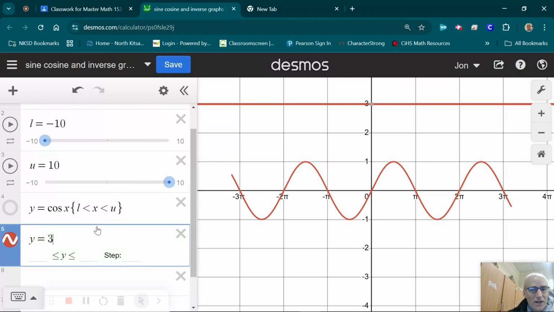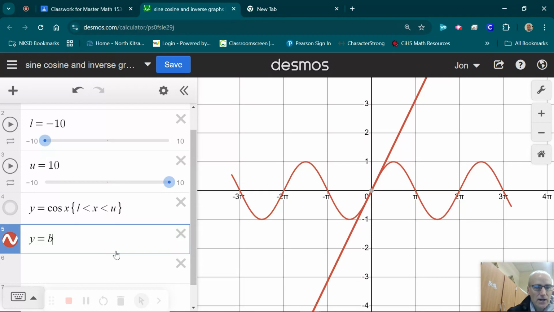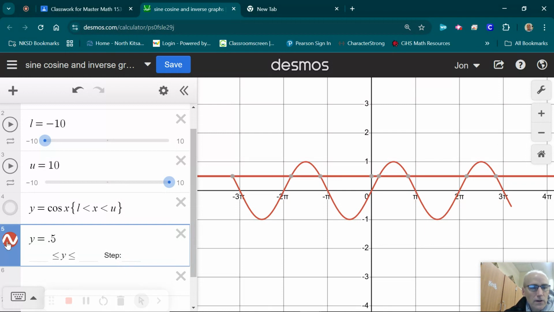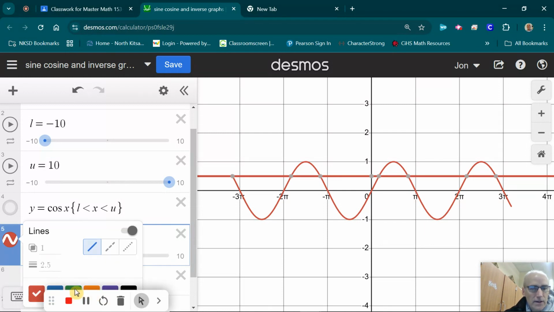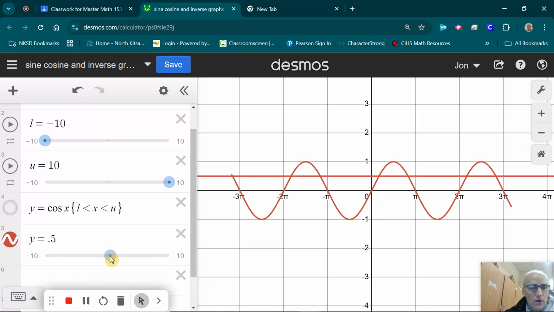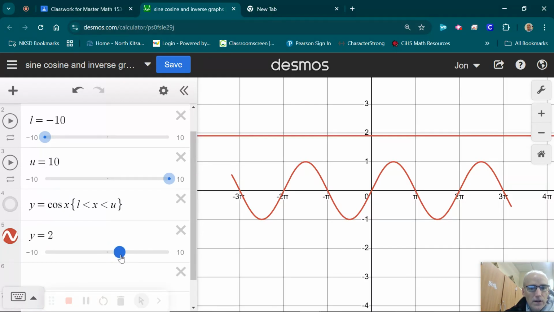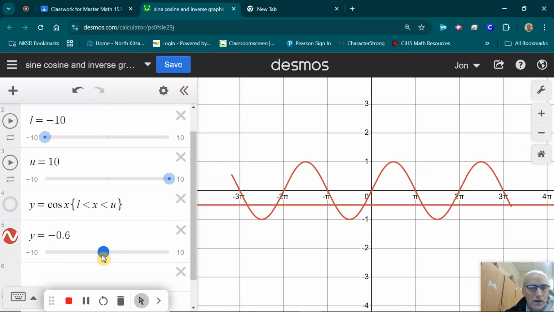I thought I'd make a little slider and move it up and down, but every time I put a letter there, it's not saying I got a slider. So let's put y equals 0.5, okay? You can see that the green line, oh, there it goes. That's weird. You can see that this line right here is touching in more than one spot.